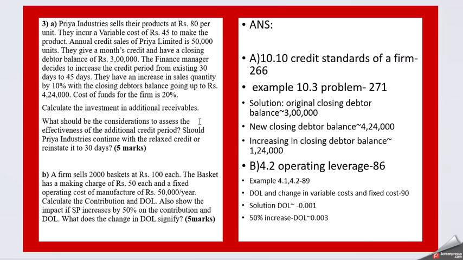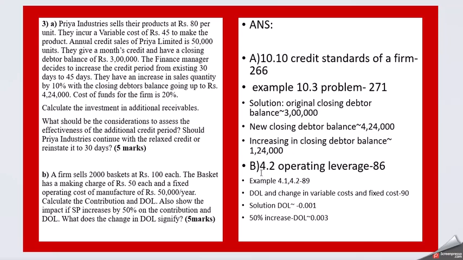I've just tried to guide you in the same direction. The original closing debtor balance is 3 lakhs, and the new closing debtor balance is 4,24,000. The increase in closing debtor balance is 1,24,000. If you just subtract these two, you get this one. Again, I'm emphasizing, don't rely on these numbers. It is just an example of what I have done.